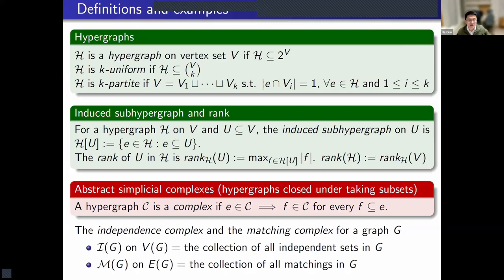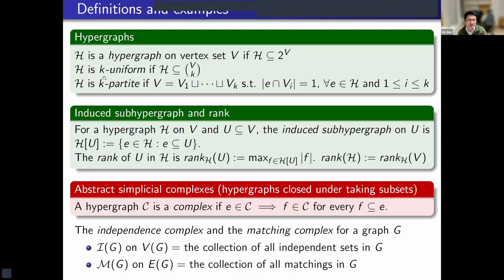So we start with the hypergraph. A hypergraph is on our vertex set V, and the edges are just a collection of subsets of the vertex set. In this talk, we assume that our hypergraph does not have isolated vertices. It means any vertex is contained in some edge.